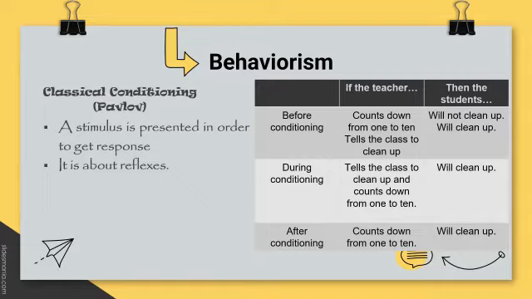classical conditioning. Okay, as I mentioned earlier, there are three distinct phases of classical conditioning: before conditioning, during conditioning, and after conditioning. If the teacher counts down from 1 to 10, then the students will not clean up. But if the teacher tells the class to clean up, then the students will clean up. That's before conditioning. During the conditioning, if the teacher tells the class to clean up and counts down from 1 to 10, then the students will clean up. And after conditioning, if the teacher counts down from 1 to 10, then the students will clean up. The students' behavior has been conditioned.